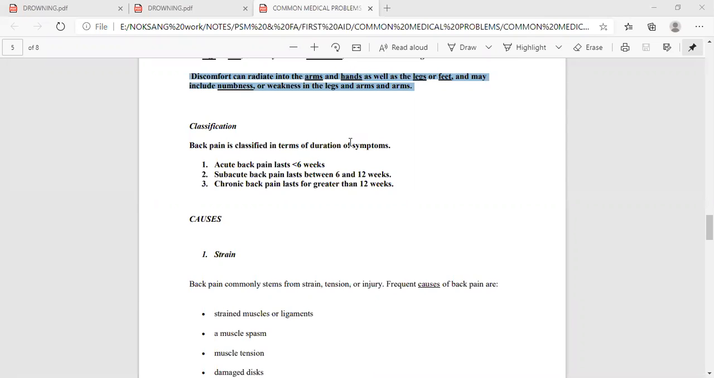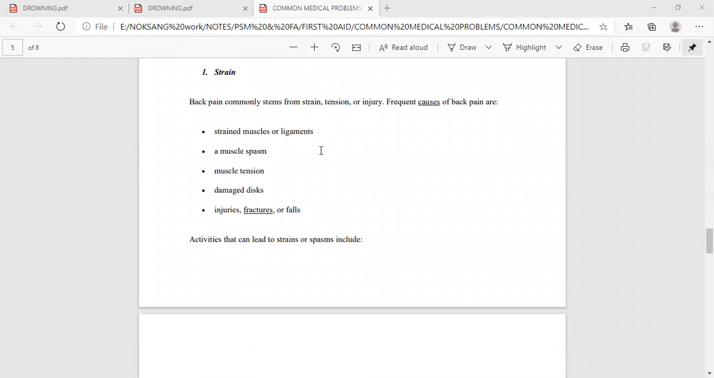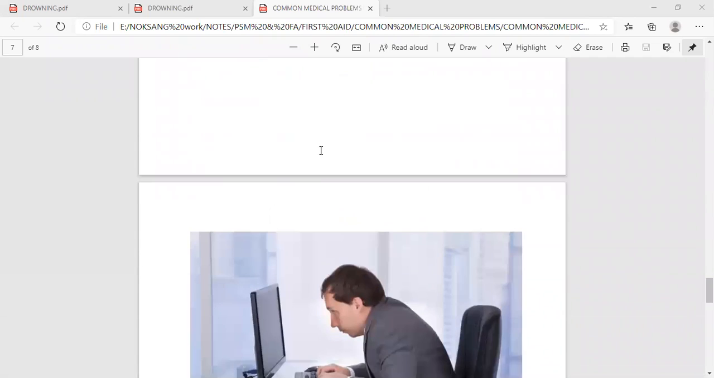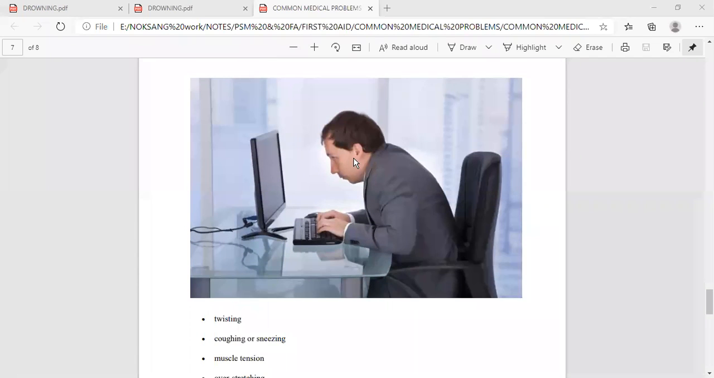Yes, ma'am. Okay, now write down the causes of back pain or backache. The causes are strain, then structural problems, then movement and posture. Posture means the way you sit. If you sit in this bent way, then obviously you will have back pain. You should always sit and stand erect, that means straight.